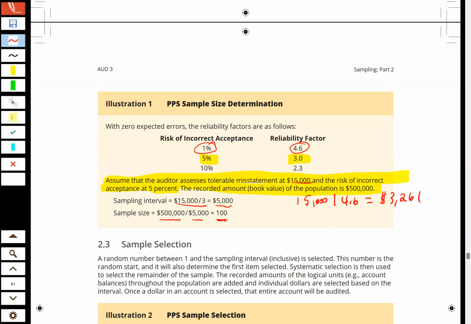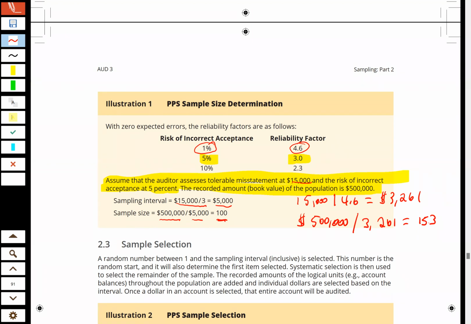3,261, give or take. Okay. And so what happens when I divide that into the population value? Now I get 3,261. I get a sample size of about 153. Did my sample size go up? Sample size went up because I wanted to reduce my risk.